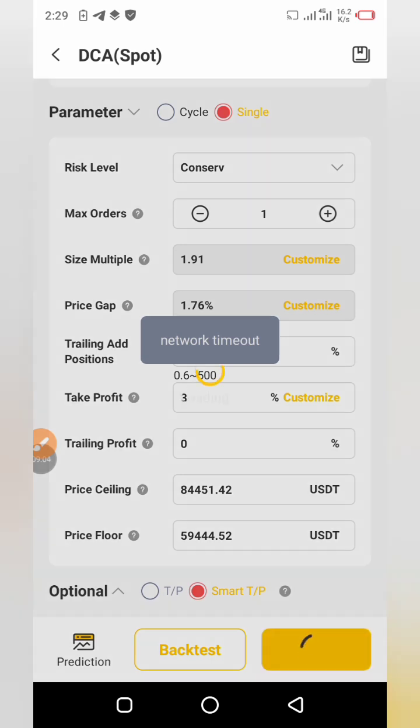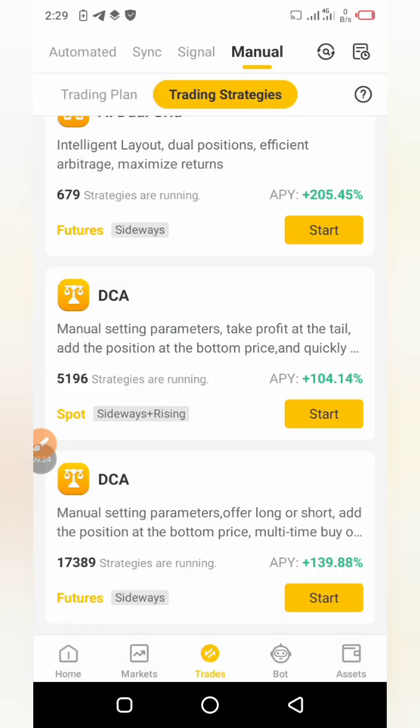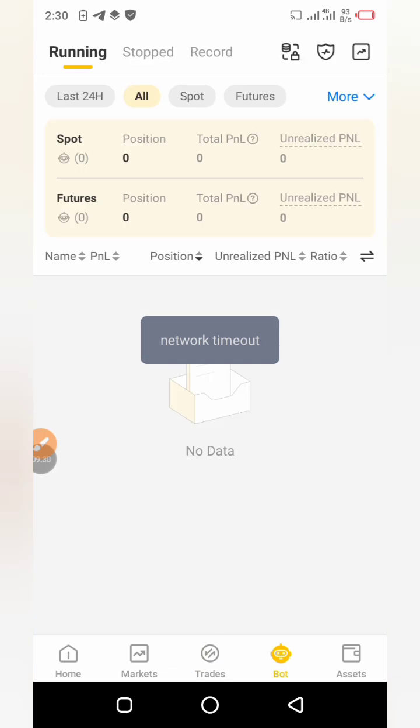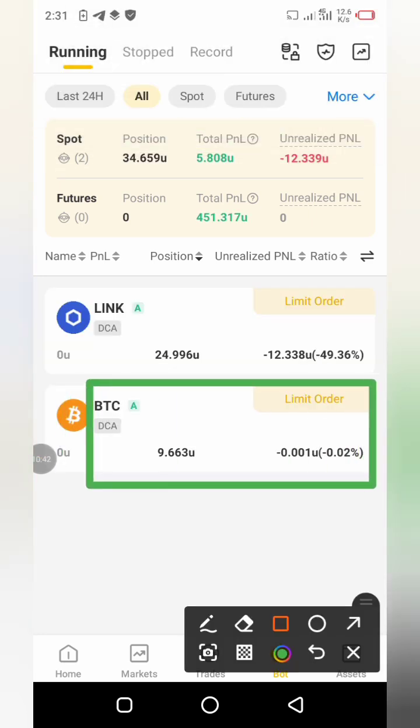So here you click on launch. Okay, launch done. You go back to your trade. You go back to your bots now. You'll be able to see the coins that are already running. So as you can see, the coin is already running. As soon as it begins to go bullish, it closes the deal and you take profit, then you relaunch.